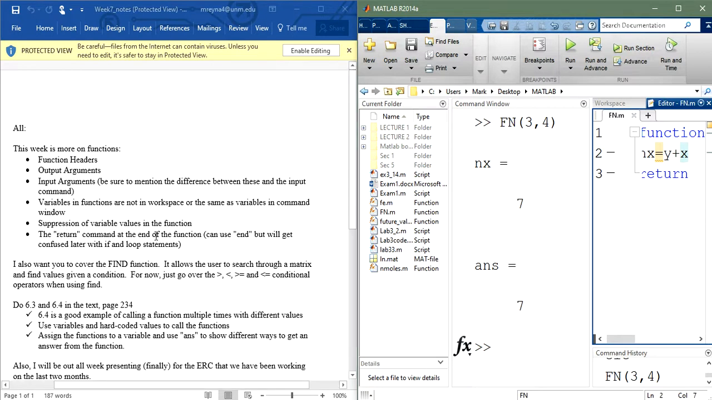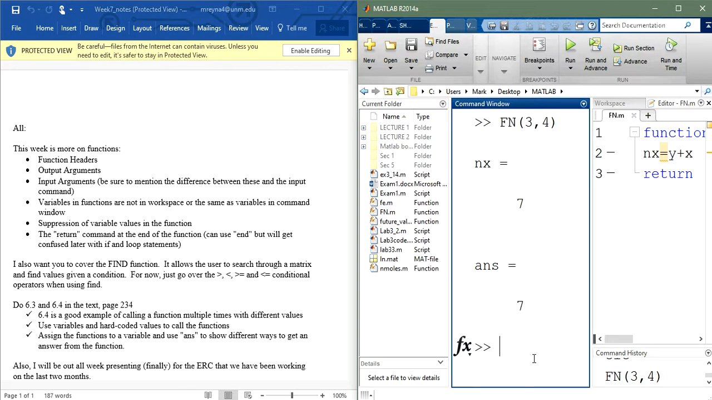The return command at the end of the function can use end. Guys, always use return to end the function. You don't necessarily have to use return, but it's good practice. Let's do that. So let's go over what we learned.